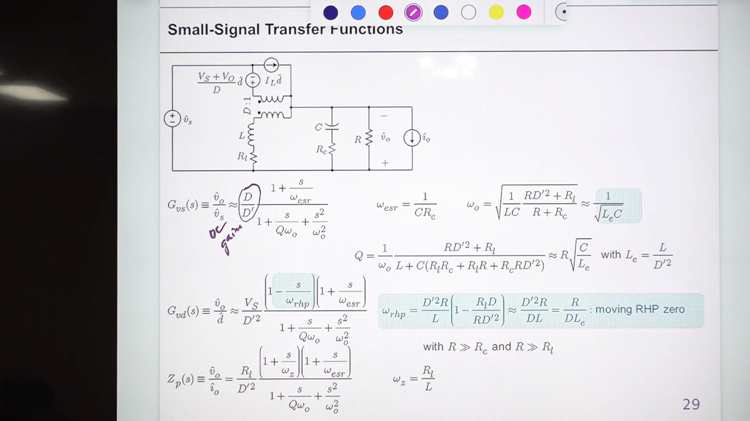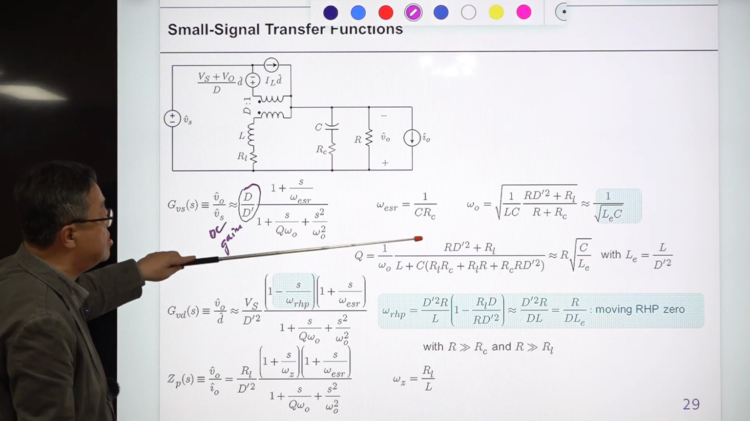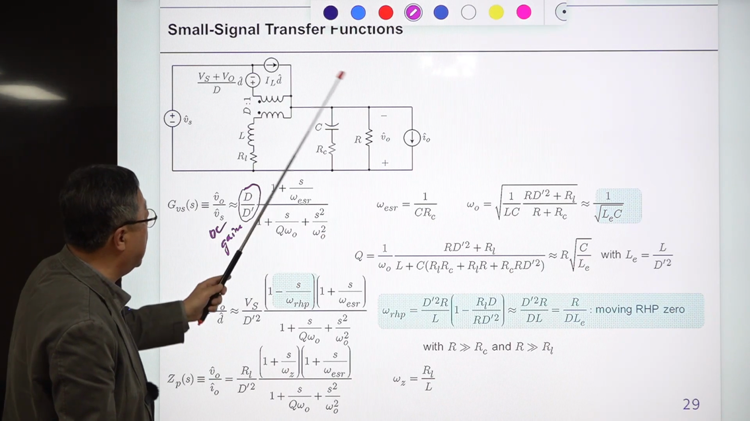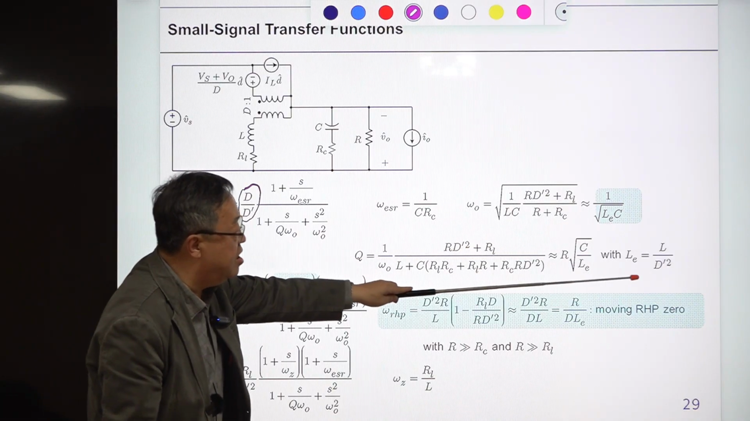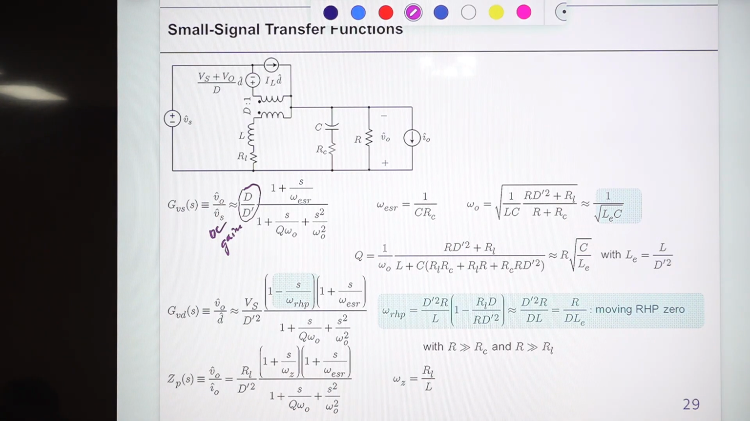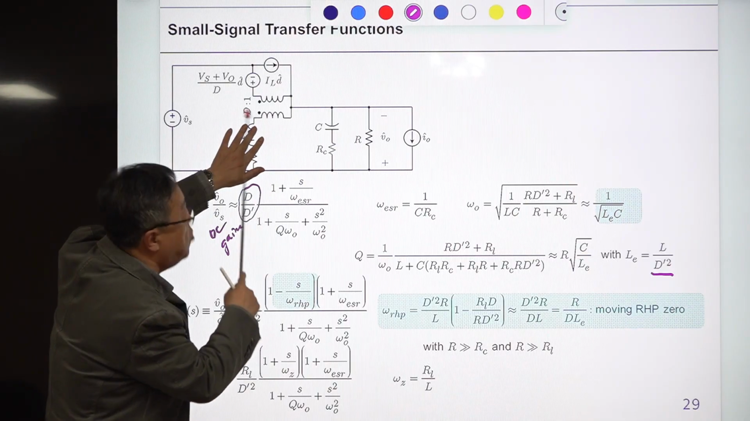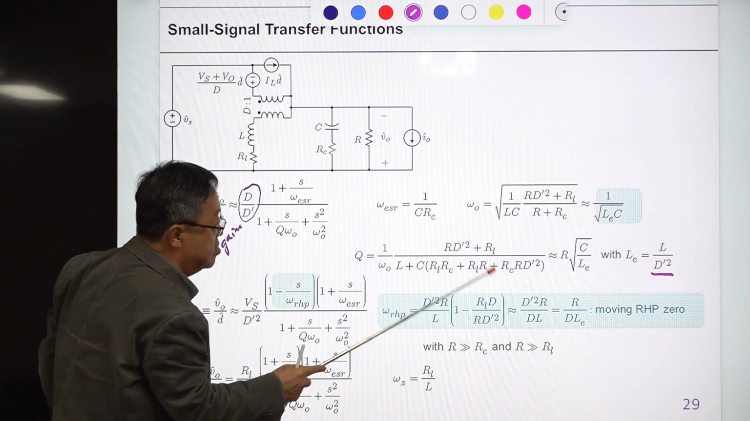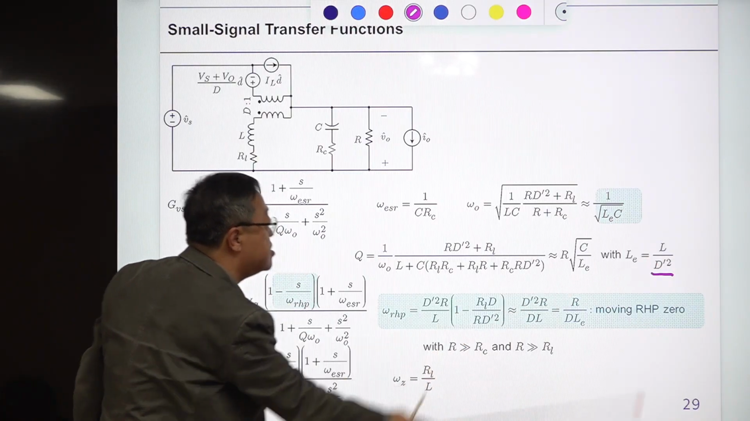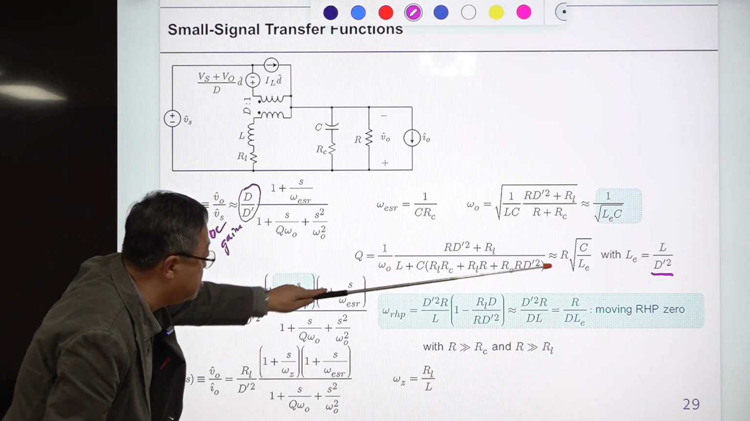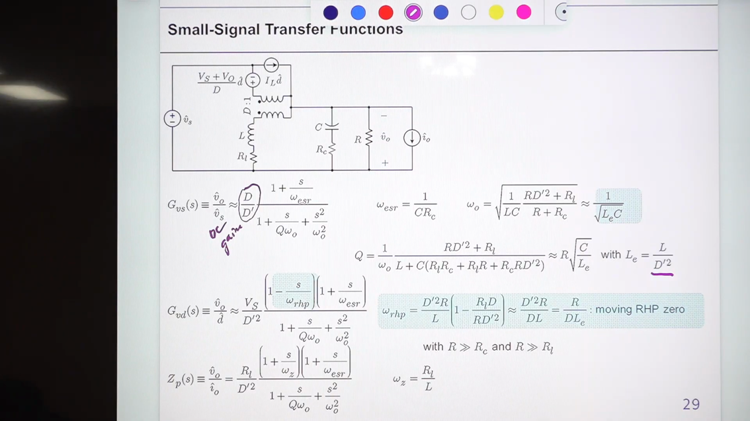DC gain, the ESR zero and a double pole here, a standard quadratic term. The ESR zero is determined like this, and omega naught, the double pole frequency, is this one. LE is the same as the previous case. So the factor D prime squared comes in the denominator, same as the case of the boost converter. This inductor is separated from the output by this one, with something like a transformer in between. Because of that, you have this, and Q is given by this, and this assumption is always used.